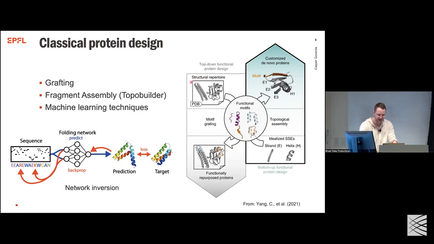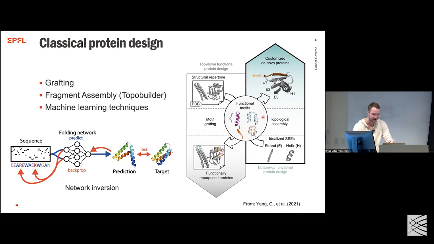What you can do is take a look in the PDB, which is a protein database full of natural proteins. We can take a functional motif, which is a part of a protein that performs a certain function. And then we can check this protein database and see which part fits our functional motif, can best support our functional motif, and we just graft it in there, we transplant it in there.